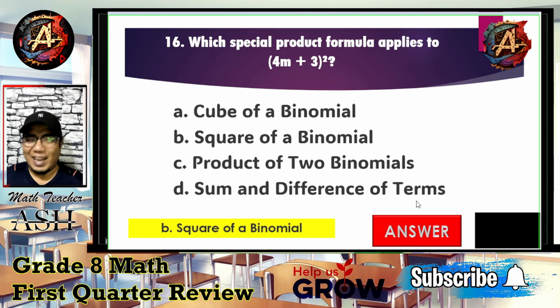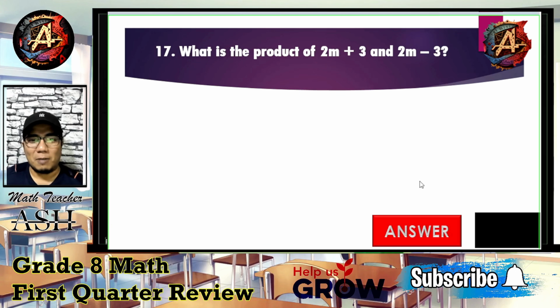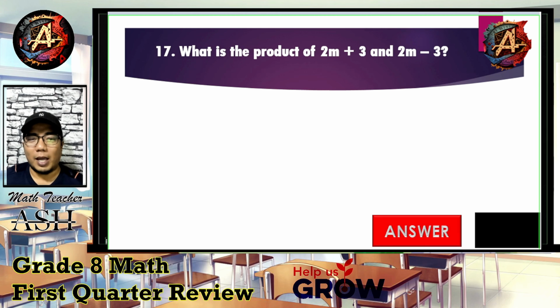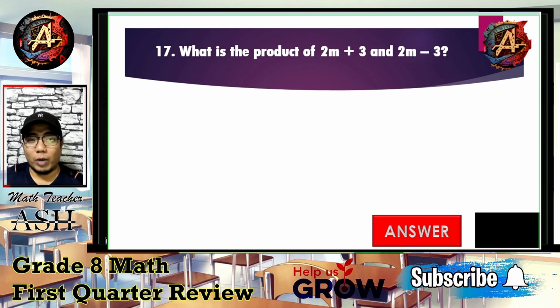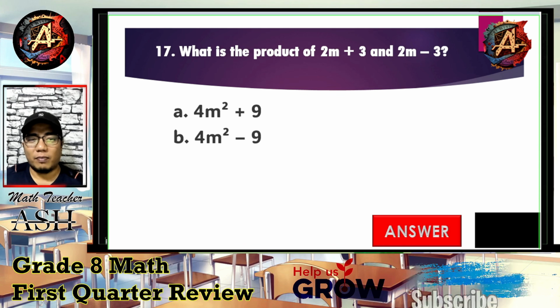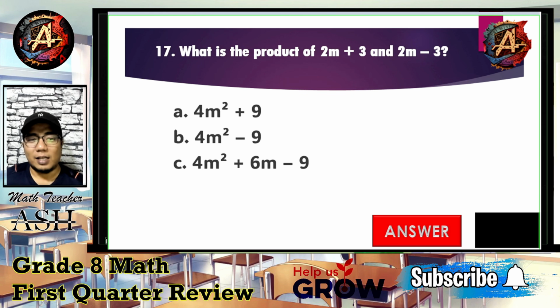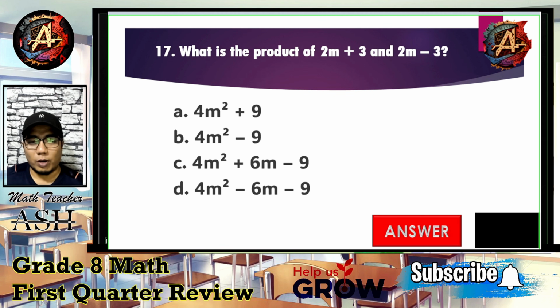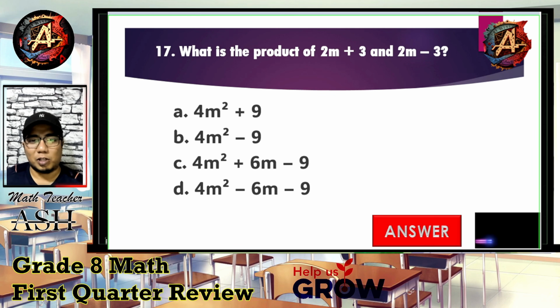All right. Now, let us go to question number 17. What is the product of 2m plus 3 and 2m minus 3? Is it A, 4m squared plus 9, B, 4m squared minus 9, C, 4m squared plus 6m minus 9, or letter D, 4m squared minus 6m minus 9? I'll give you 5 seconds to think about your answer.